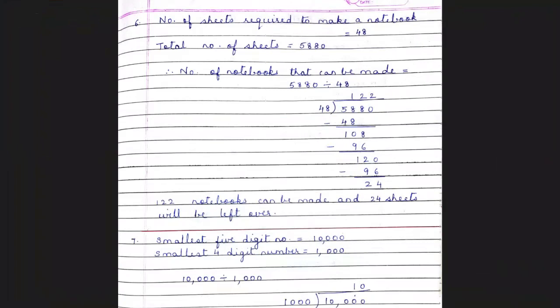Total number of sheets which are available, 5,880. So how many notebooks can be made? Divide. You get your answer 122 and you have a remainder 24. So those will be the sheets which will be left over. So your answer is 122 notebooks can be made and 24 sheets will be left over. Okay. So this is how we do question number 6.